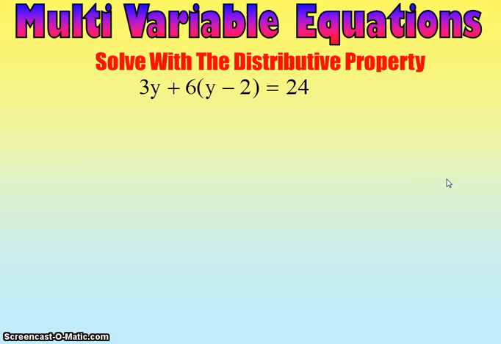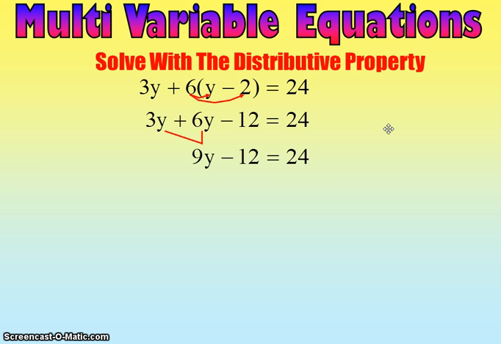Let's look at another quick example here. 3y plus 6 outside of our brackets, y minus 2 equals 24. Again, we're going to have to use the distributive property and first multiply 6 by y and then 6 by negative 2. When we do that, we see that 6 times y is 6y, and 6 times a negative 2 gives us negative 12. That's all we had to do for step 1. Then we can start grouping up our y's, and 3y plus 6y gives us 9y.